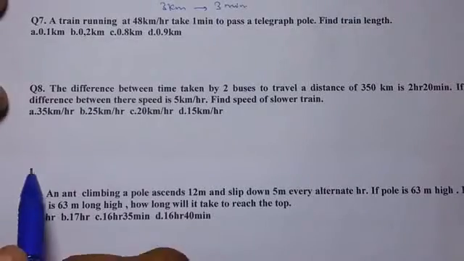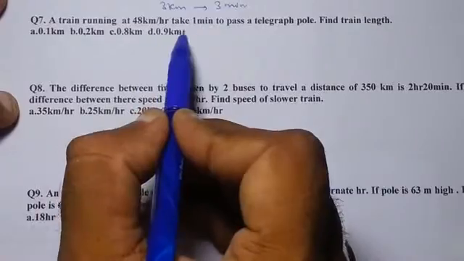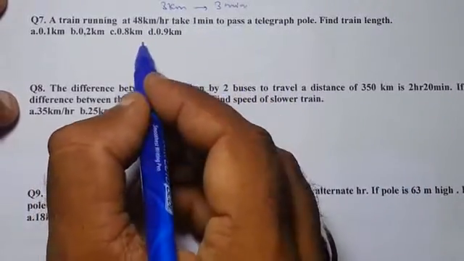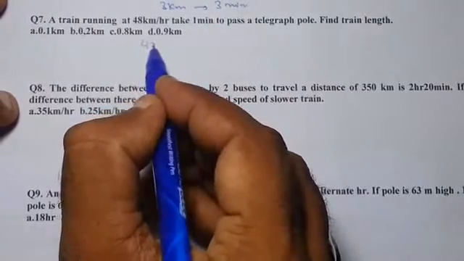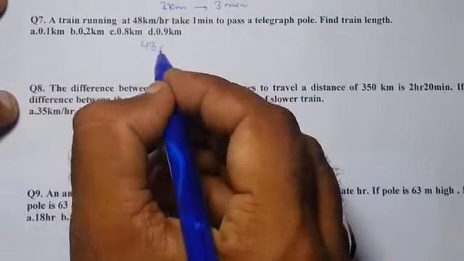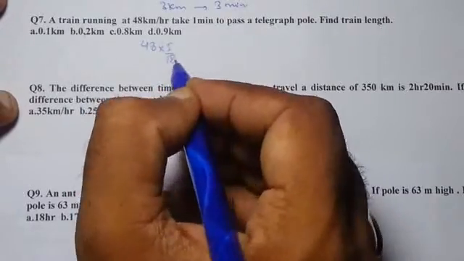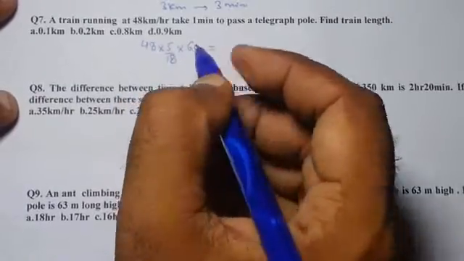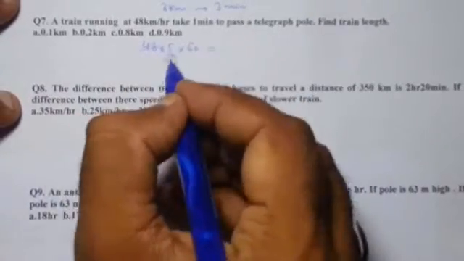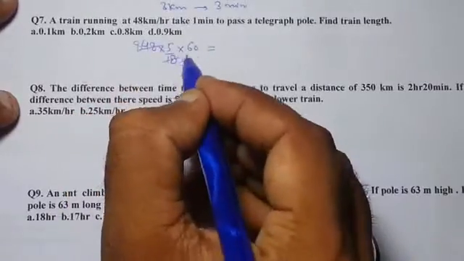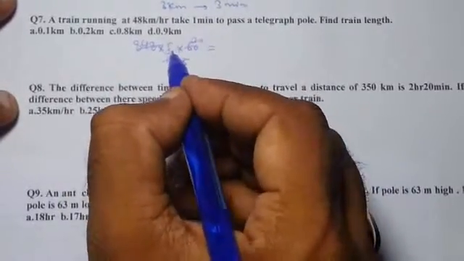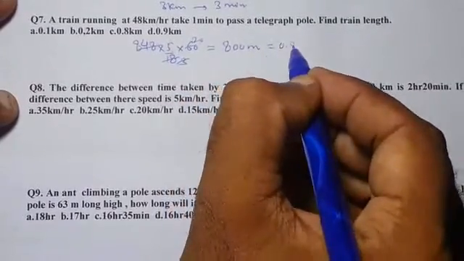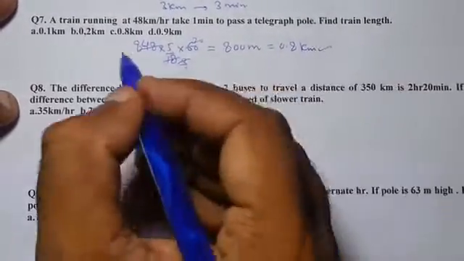Let us see question number 7 now. A train running at 48 km per hour takes 1 minute to pass a telegraph pole. Find the train length. So again it is very simple. The train is running at 48 km per hour. That means 48 into 5 upon 18 meters per second, and 1 minute means 60 seconds. So in 60 seconds how much will it move? We'll see to it. 6 3s, 6 8s, 3 20s, and 20 into 5 is equal to 100, 100 into 8 is equal to 800 meters, and that is equal to 0.8 kilometers. So that is very simple. So the answer is C.